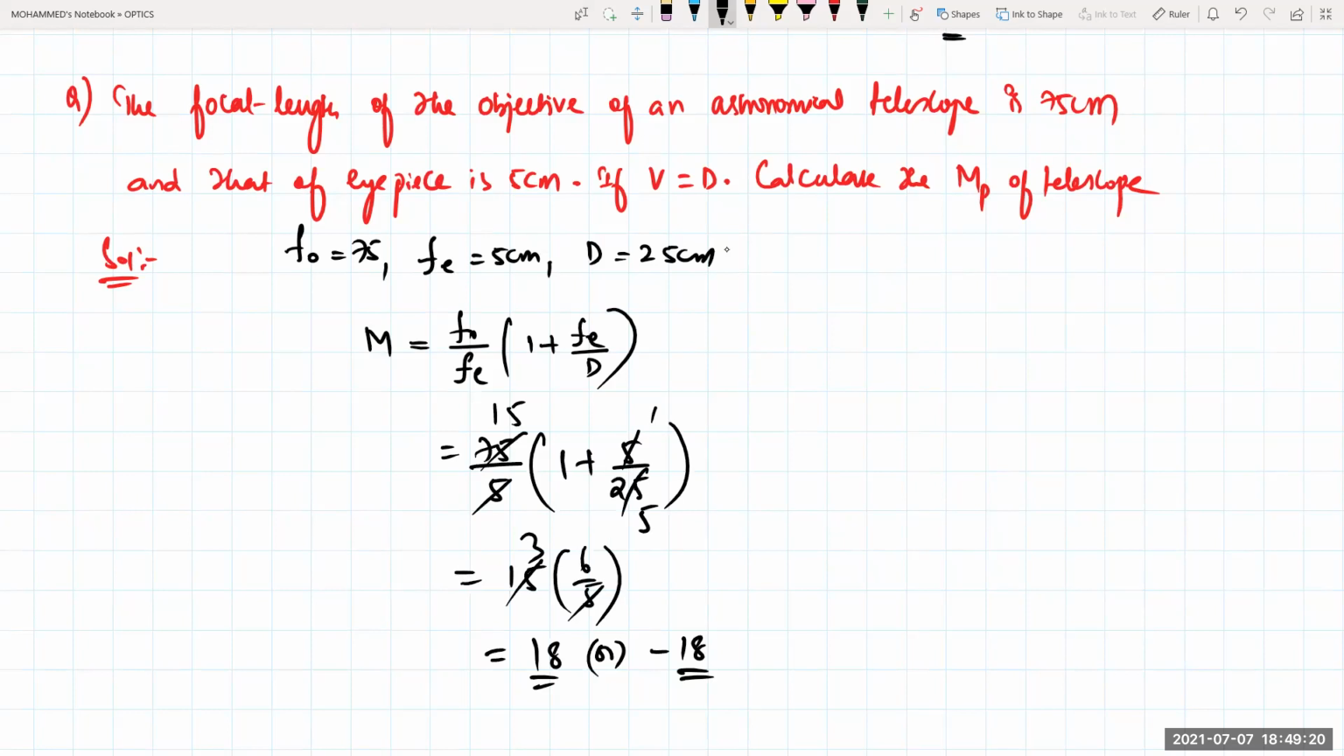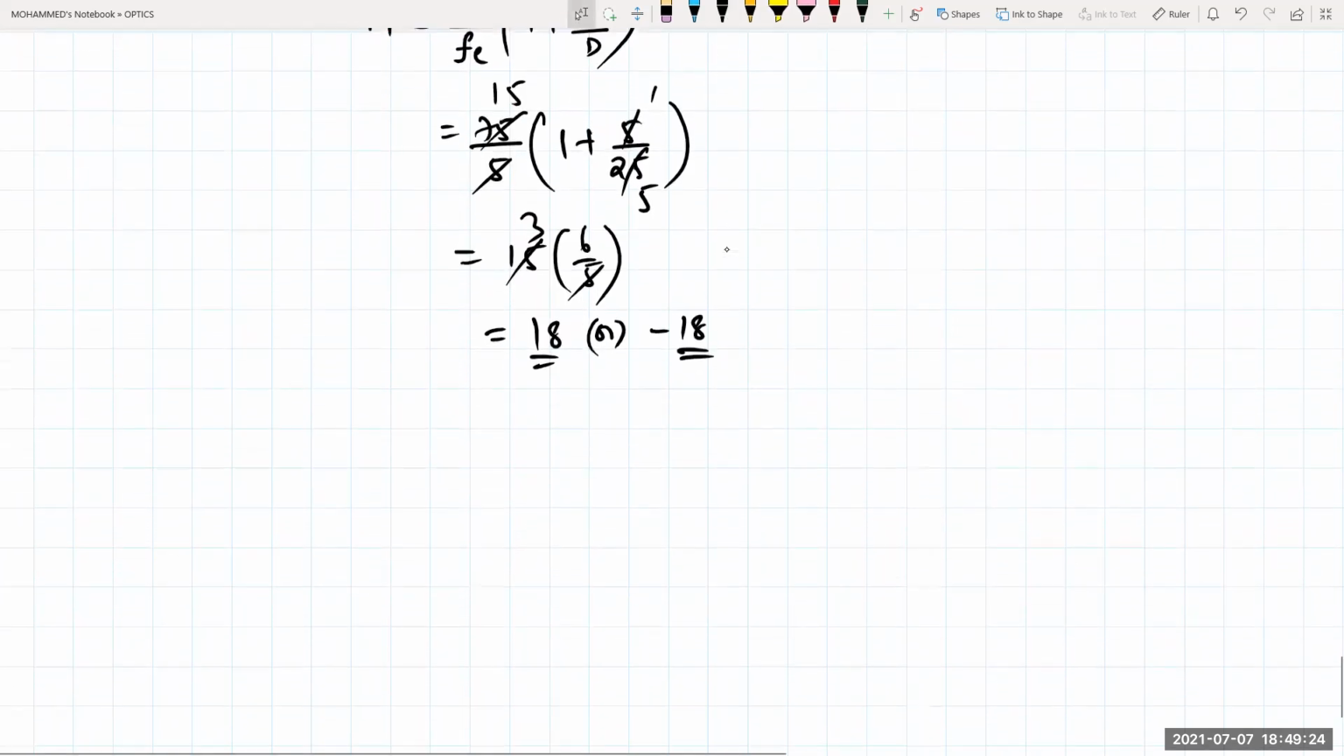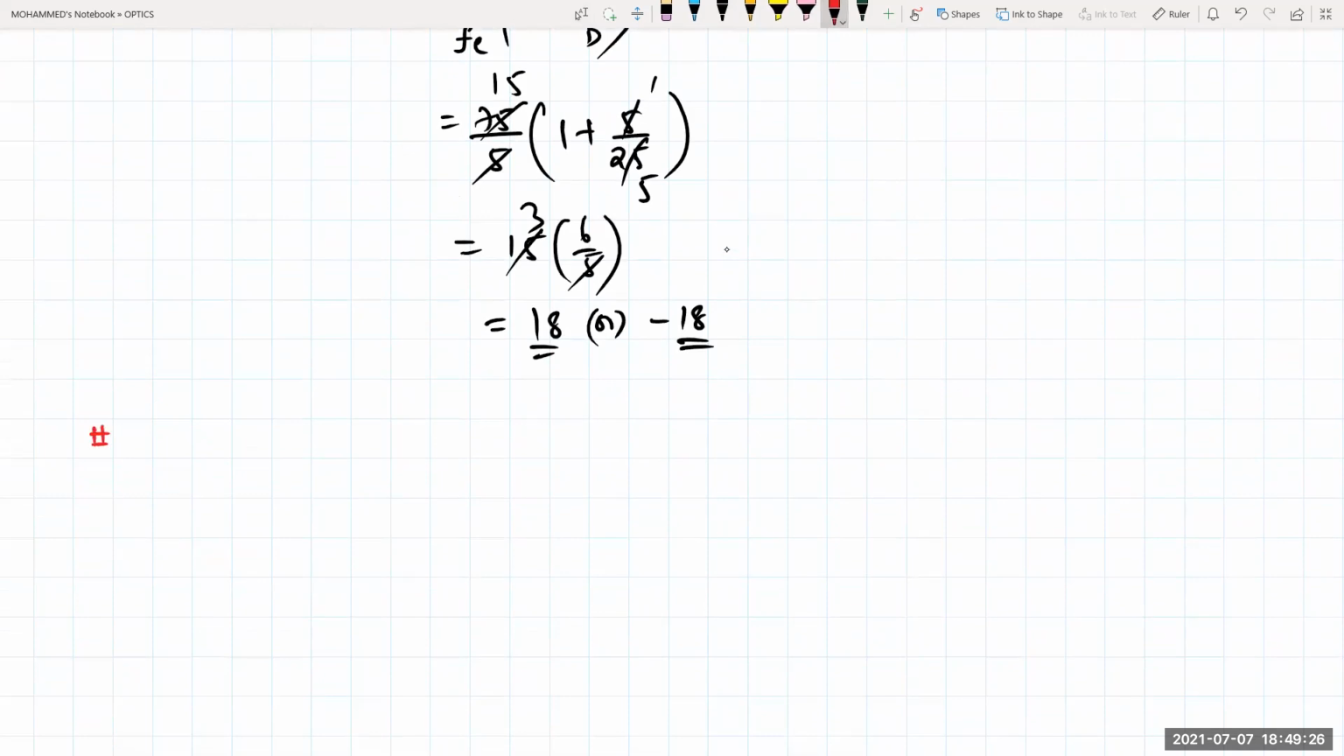Yes, sir. Sure. And one more is nothing but about the reflecting telescope, beta. Next one, and the last one. Reflecting telescope.